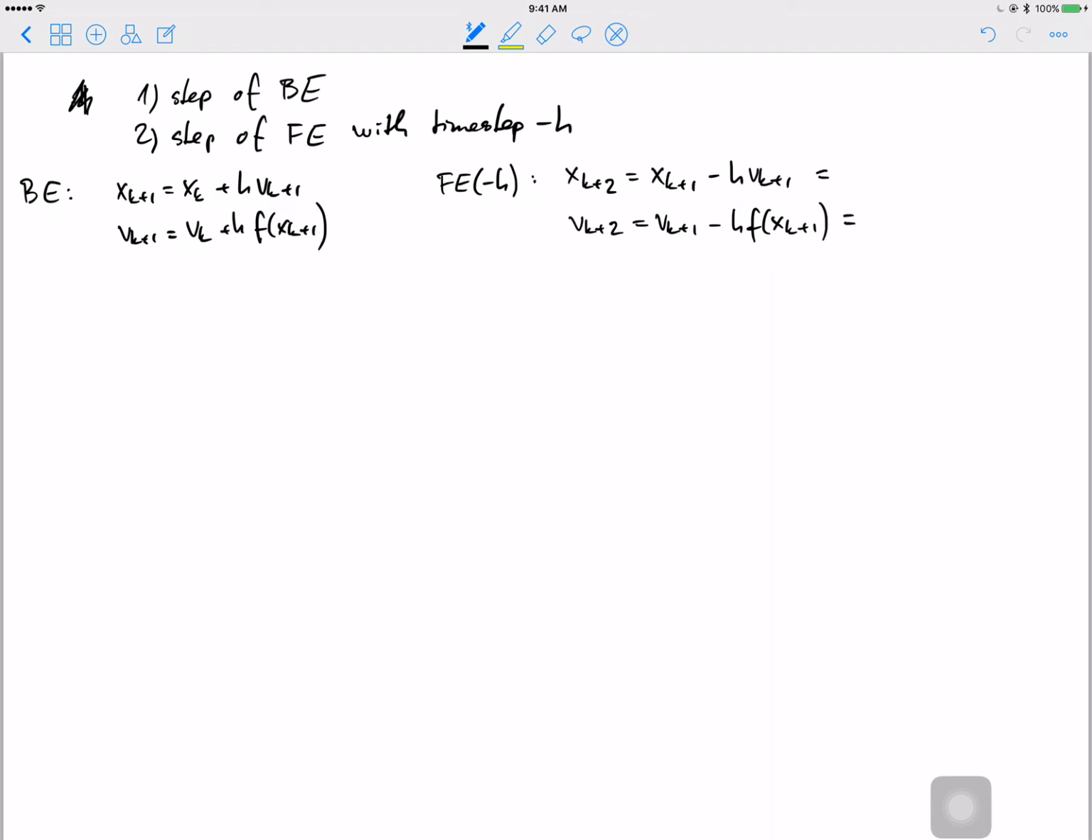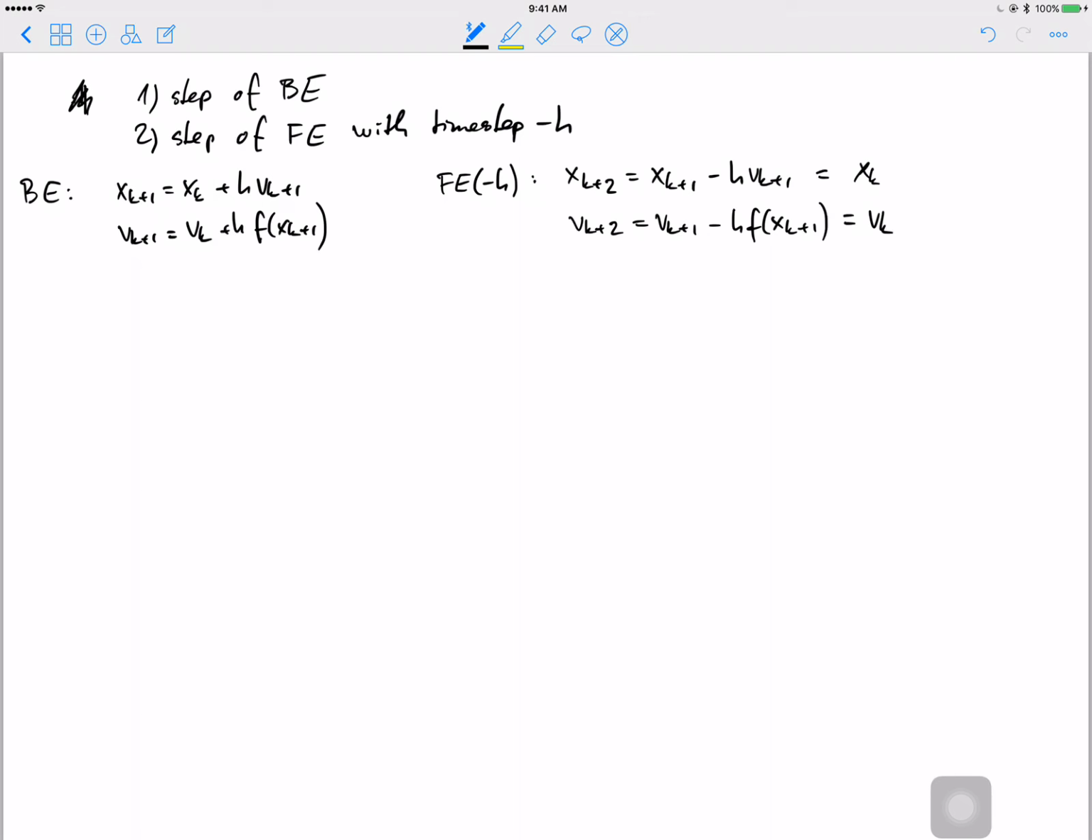Wouldn't it be xk and vk? Exactly, Brian. Exactly. It's exactly xk and vk. So that's the funny thing. If you take a step of backward Euler, and after that you take a step of forward Euler with minus h, you get back where you started. So you can see that these methods are kind of complementary to each other. I think some people will say adjoint or dual, or something like this.